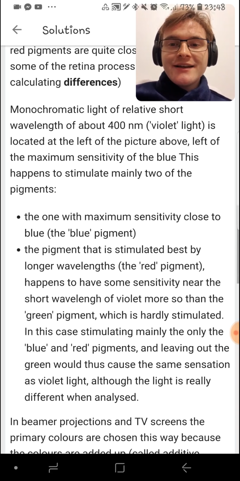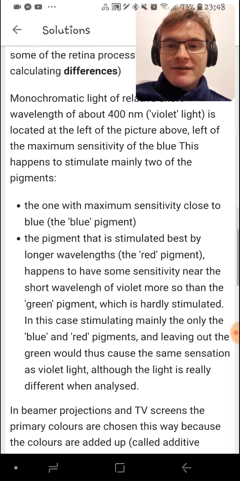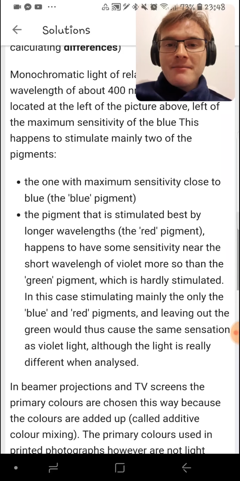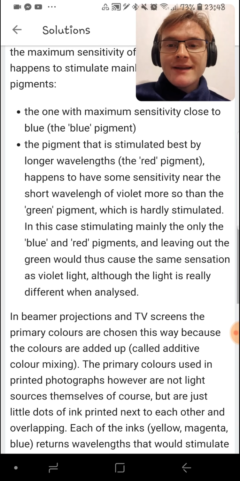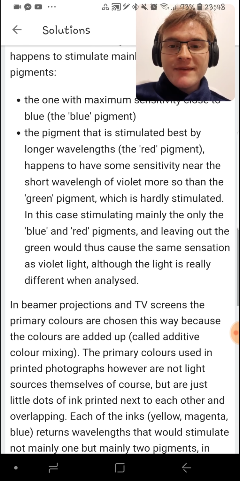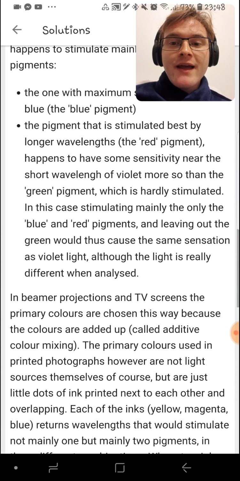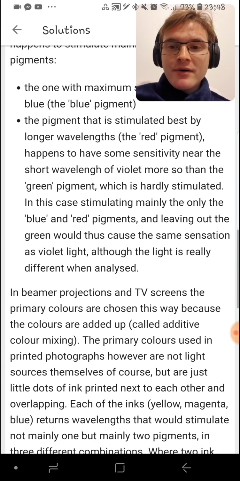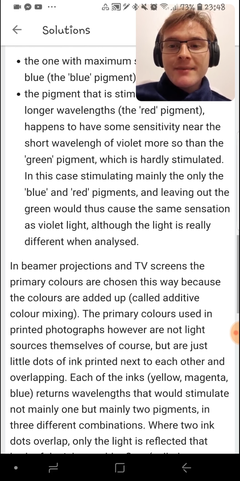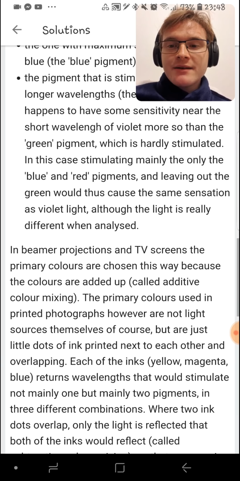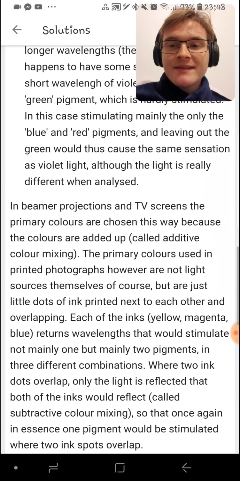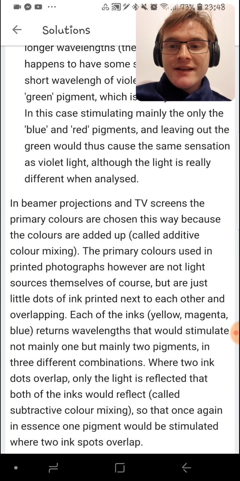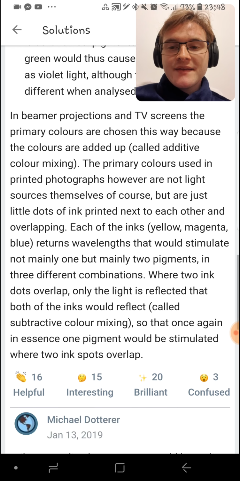Violet light is located at the left of the picture above. Left of the maximum sensitivity of the blue, this happens to stimulate mainly two of the pigments. The one with maximum sensitivity close to blue, this is the blue pigment, and the pigment that is stimulated best by longer wavelengths. The red pigment happens to be the one sensitive near to the short wavelength of violet, more so than the green pigment, which is hardly stimulated in this case. Stimulating only the blue and red pigments, and leaving out the green, would thus cause the same sensation as violet light, although the light is really different when analysed.